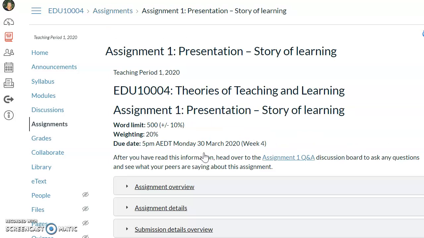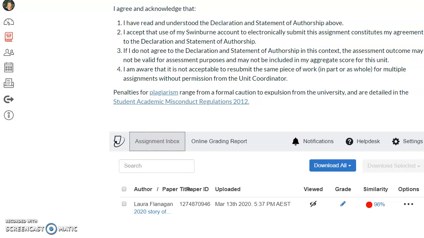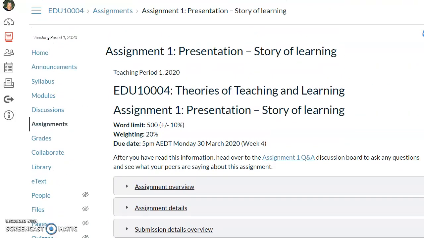Okay, for our first assignment, we have a word limit of 500 words. Let's scroll back up to the top so we can see. Here we go. We have a word limit of 500 words, plus or minus 10%. So we need to be 10% above and below our 500 word limit. We have a lovely gentle weighting of 20% to start off. And our due date isn't till week 4. So we've got a nice amount of time, and we've got some good readings that will be useful to us as we work towards our first assignment.